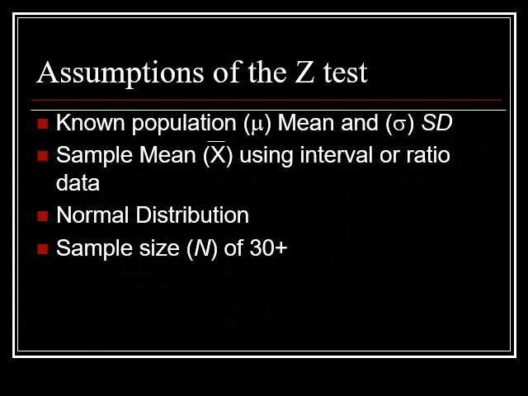So the assumptions of the z-test: we have to know the population's mean, and we have to know the population standard deviation, and we have to have a sample mean using interval or ratio data that we collected. There has to be a normal distribution of that data, and finally, our sample size has to be over 30.